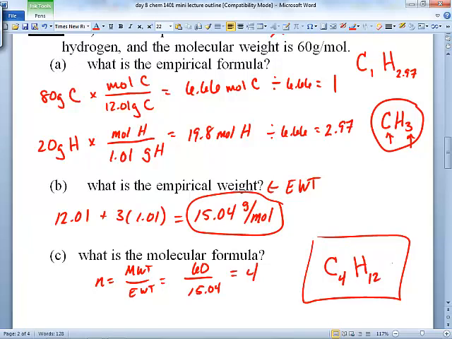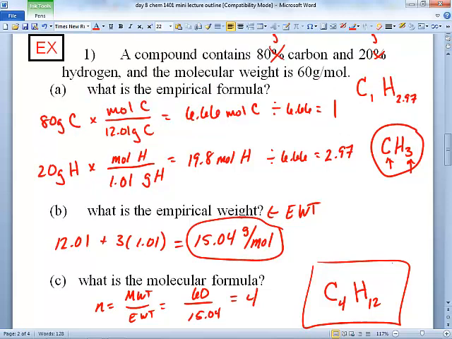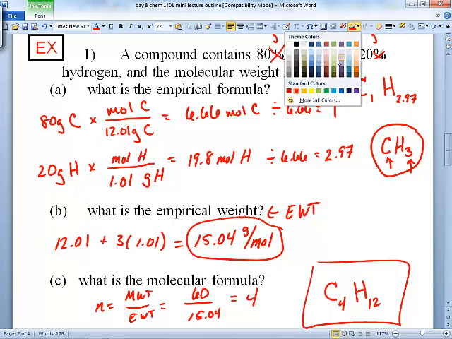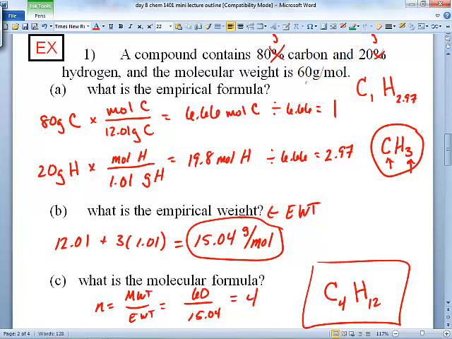Now, no one ever does this because everyone wants to get done fast and move on to the next question. But you should really prove it to yourself that you're doing this right. If you find the molar mass of C4H12, you better get what? You better get that 60. Otherwise, you did it wrong.